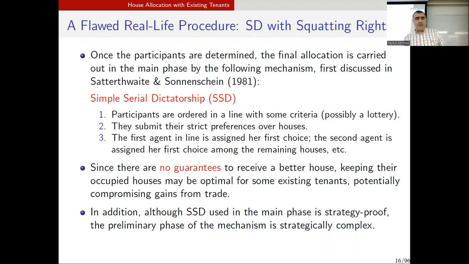So in addition, first of all, the system is not necessarily individually rational. Because of that, it's not Pareto efficient. And on top of that, there are also incentives to game the system because of the earlier step. It's strategically complex, right? Who knows what that preliminary game looks like, right? It's a complicated game.